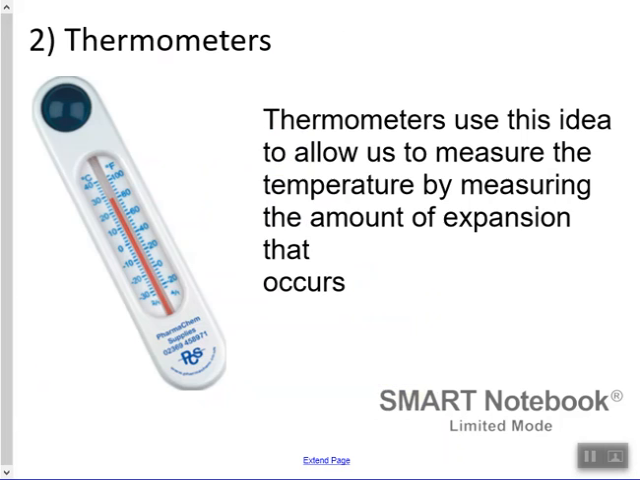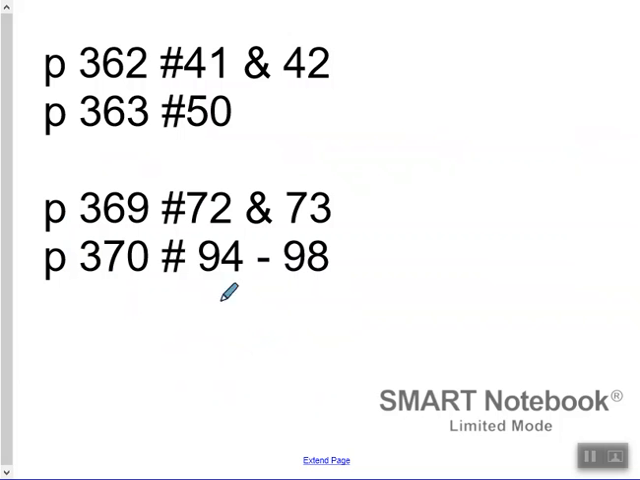Thank you, radiator. We also see volume expansion in thermometers. As the temperature rises, the liquid in the thermometer will expand, causing it to go up. As it cools, the thermometer's volume will go down, so the liquid will contract. Right? So your assignment is page 362 and 363, these three questions, and 369, 370, these questions here. Okay.